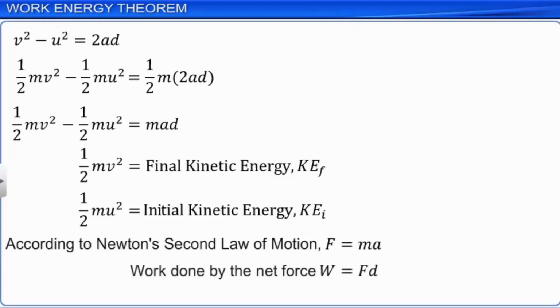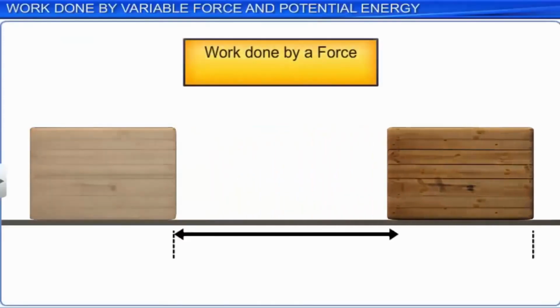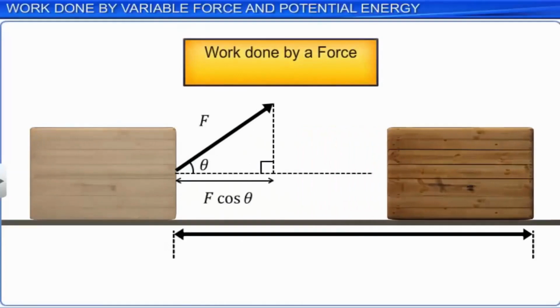We have on the right side the product Fd, which is equal to the work done on the body. This proves that the work done by a constant net force is equal to the change in its kinetic energy. We know that the work done by a force F on a body is W equals Fd cos theta, where d is the displacement of the body and theta is the angle between the force and displacement.